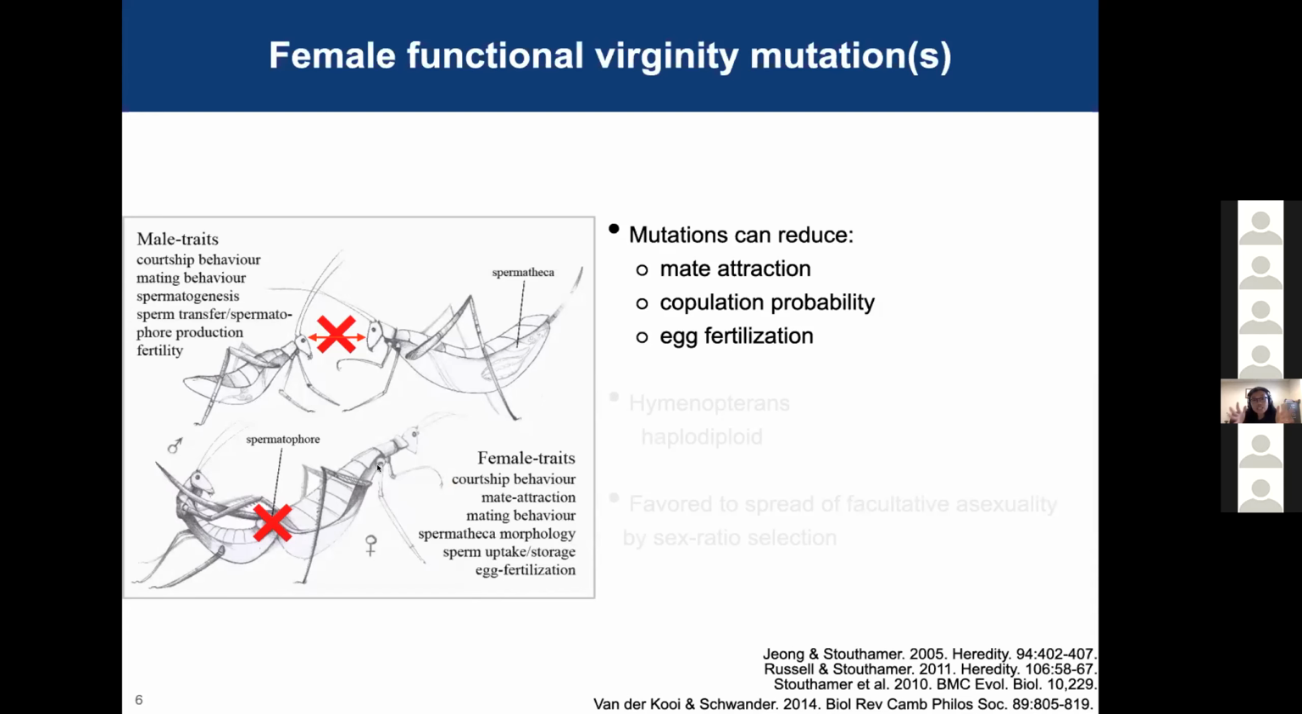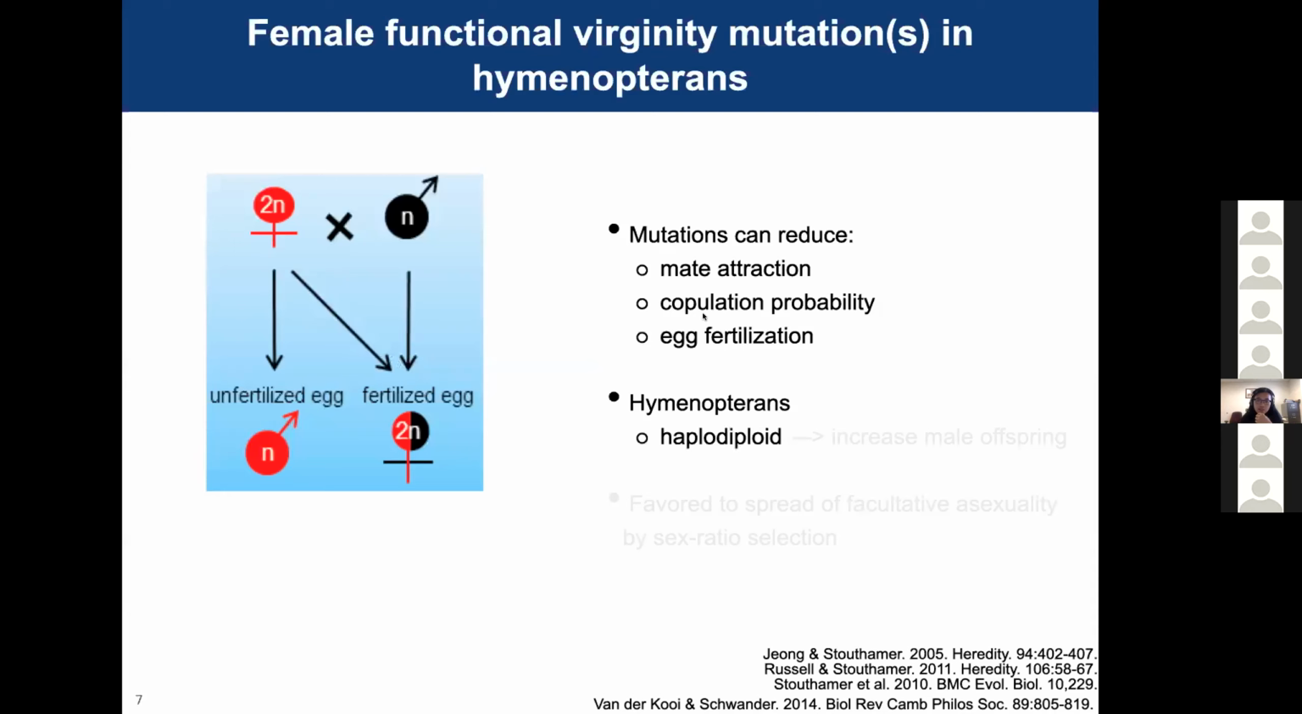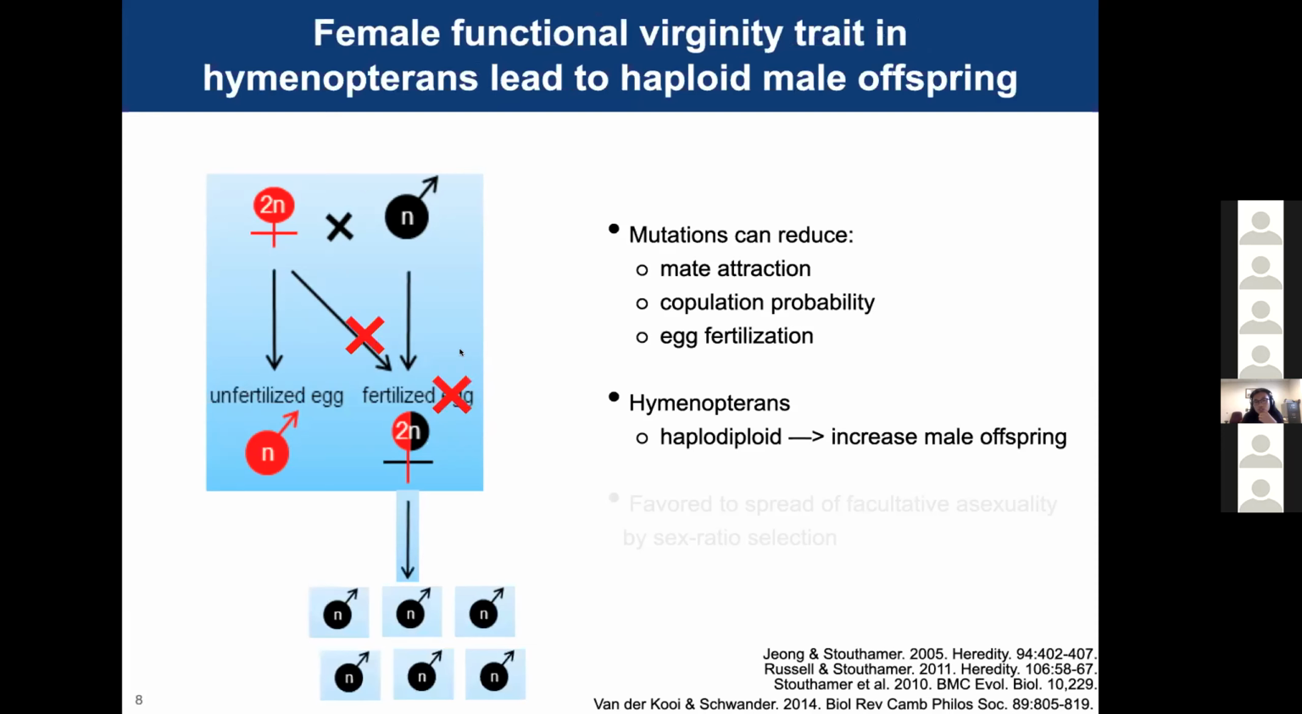This trait is quite interesting to study in Hymenoptera insects, because Hymenoptera have a haploid-diploid sex determination system. Females develop from fertilized eggs and are diploid, and males are haploid and develop from unfertilized eggs. So if this mutation occurs in a haploid-diploid system, you can imagine that females would produce exclusively haploid sons. So we can easily measure this, and with various crosses, you can track them.